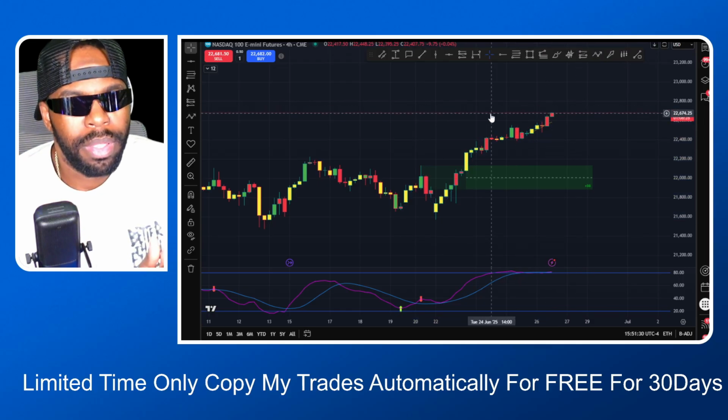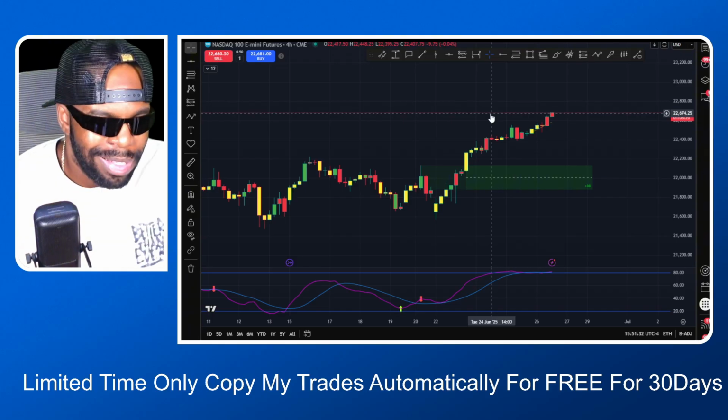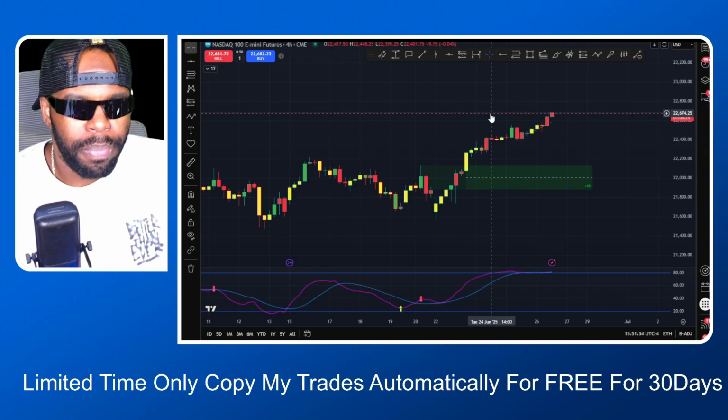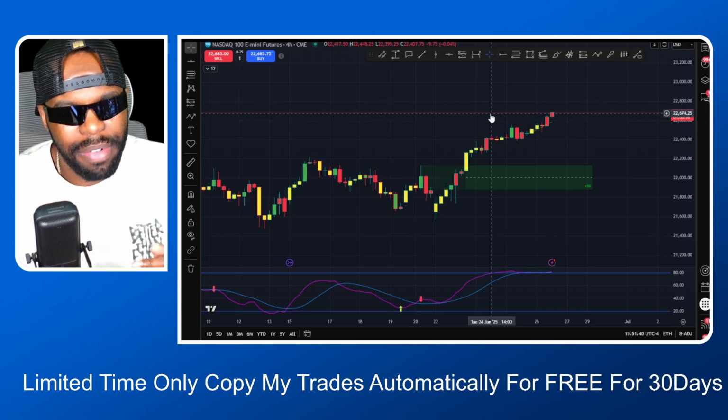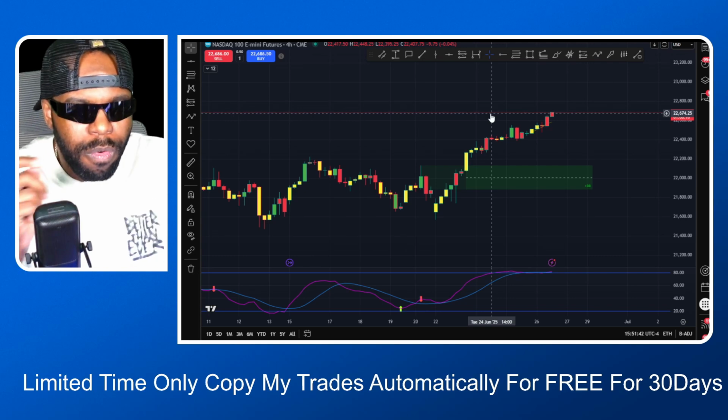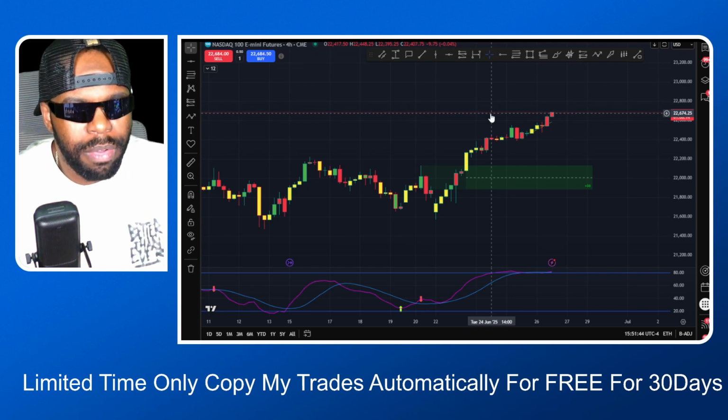So the weekly, the daily, and the 4 hour are telling me that we should be buying. We shouldn't be looking for sales. That's why I like to look at the higher time frames, because it gives me an overall picture of what type of market structure we're creating.